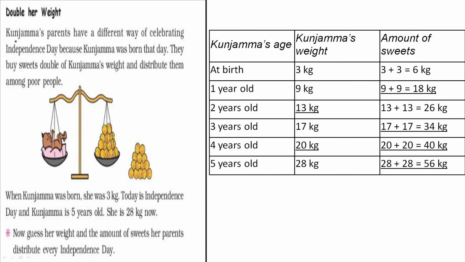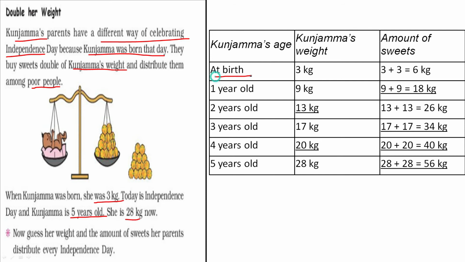Double her weight. Kunjuma's parents have a different way of celebrating Independence Day because Kunjuma was born on that day. They buy sweets double of Kunjuma's weight and distribute them among poor people. When Kunjuma was born, she was 3 kg only. Today is Independence Day. Kunjuma is 5 years old. She is 28 kg. Now guess her weight and the amount of sweets her parents distribute every Independence Day.